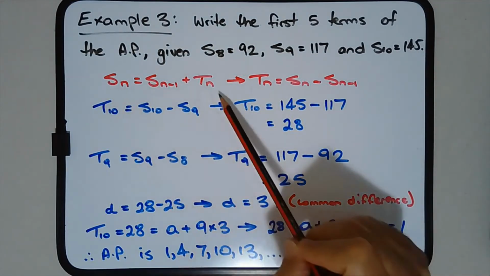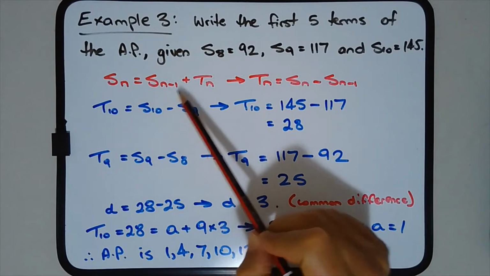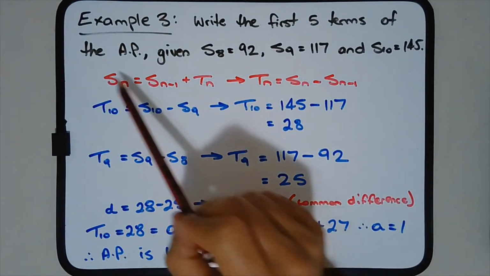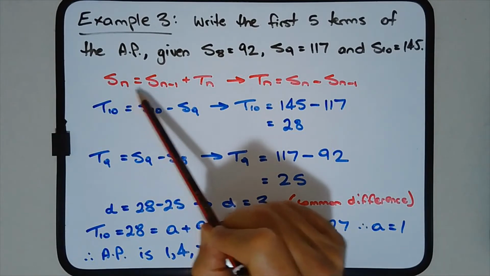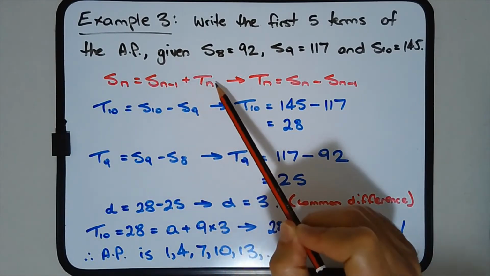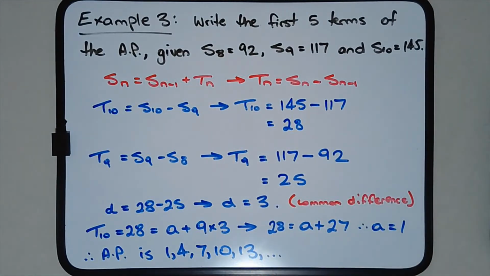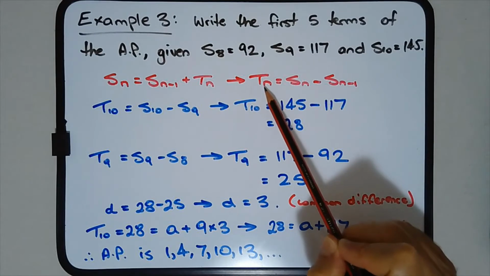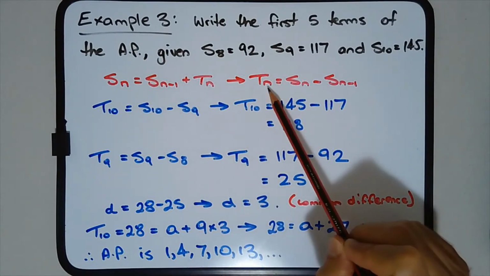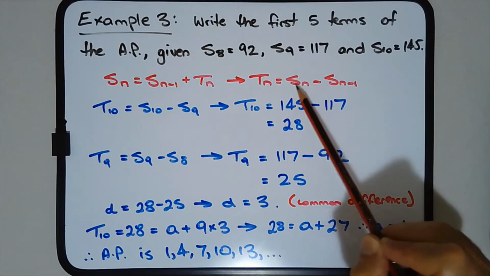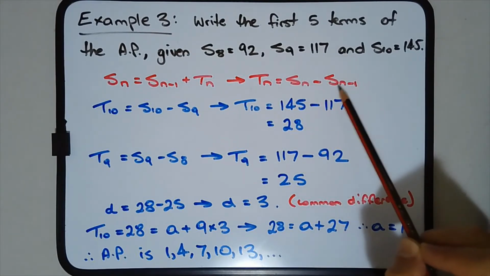Now we can use this rule here, Sn equals Sn minus 1 plus Tn, and we've seen this in a previous example. So the sum of the first n terms can be found by taking the sum of the first n minus 1 terms and then adding on to that Tn, the nth term. Rearranging this formula, we have Tn, so the particular term in this AP, or the nth term, can be found by taking the sum of the first n terms and then subtracting from that the sum of the first n minus 1 terms.